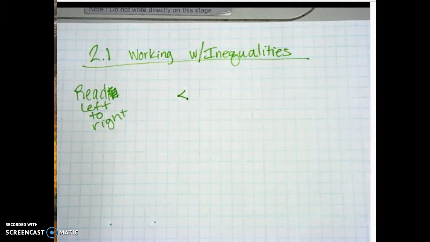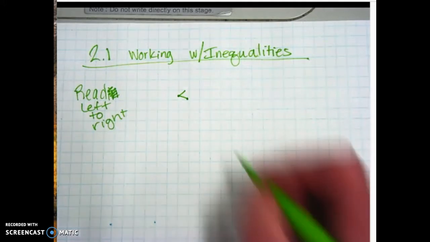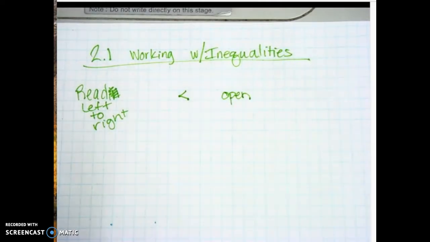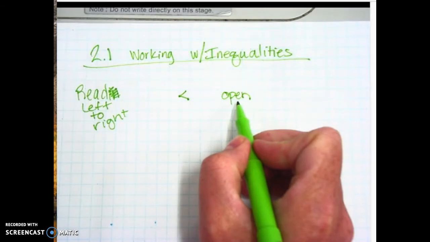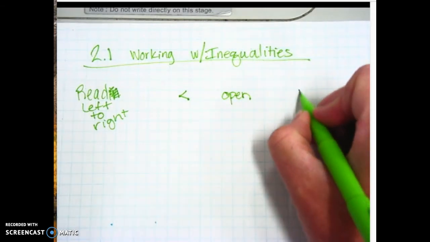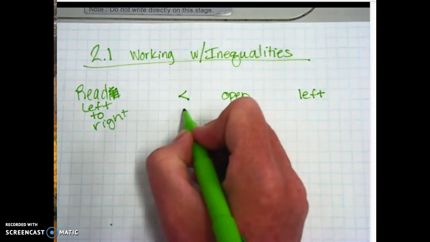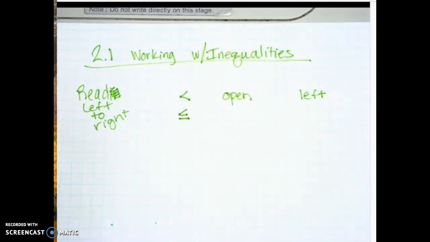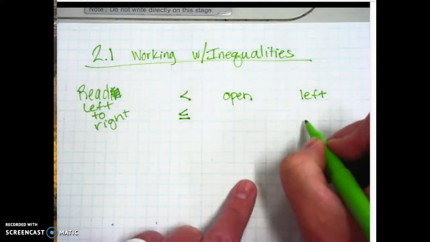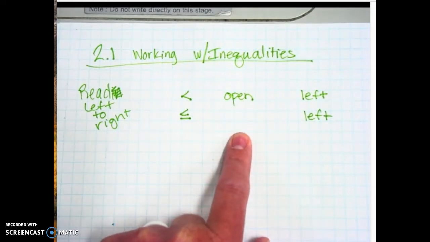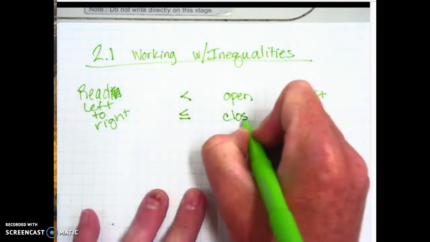What's that one called? Less than. Okay, this is what we consider open. And so if you're going to graph it on a number line, so the number line looks like the little chart up above my whiteboard over there, you would have an open circle and you would shade to the left. Versus if you have less than or equal to, you're still going to shade to the left, but instead of drawing an open circle, what do you do? You fill it in. You do what's called closing it.